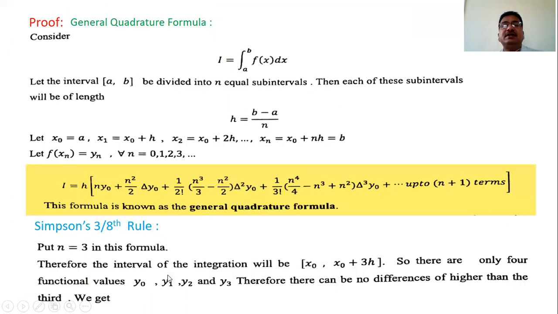Again, the proof of the rule is the same as for Simpson's 1/3 rule or the trapezoidal rule. First state the general quadrature formula, and substitute n equal to 3. That is, we are going to take the integration over the first 3 intervals, x0 to x0 plus 3h. What is the first interval? x0 to x0 plus h, this is the first sub interval. Then x0 plus h to x0 plus 2h is the second sub interval, and x0 plus 2h to x0 plus 3h is the third sub interval. So in Simpson's 3/8 rule, we are taking the integration over the first 3 intervals.